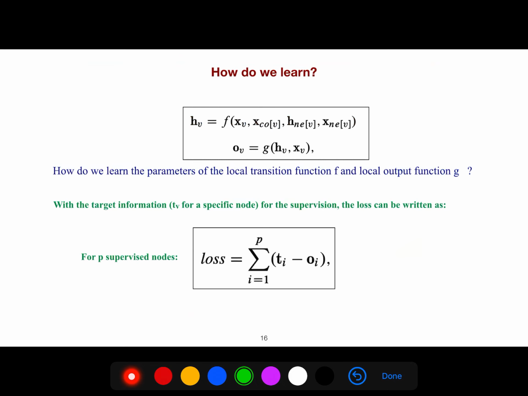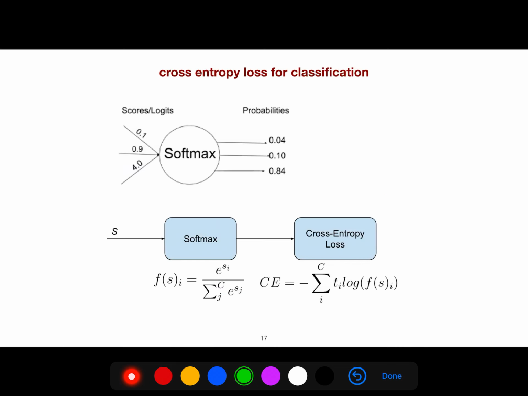But how do we learn this? We need a loss, because otherwise we don't know how to train this and how to backpropagate this, because we don't know any paradigm except backpropagation. For example, if we use this simple loss, you can use just P data points, because you may have, for example, 1 million nodes, but only 100 training supervising nodes that have labels. And so you take advantage of them and you train it.